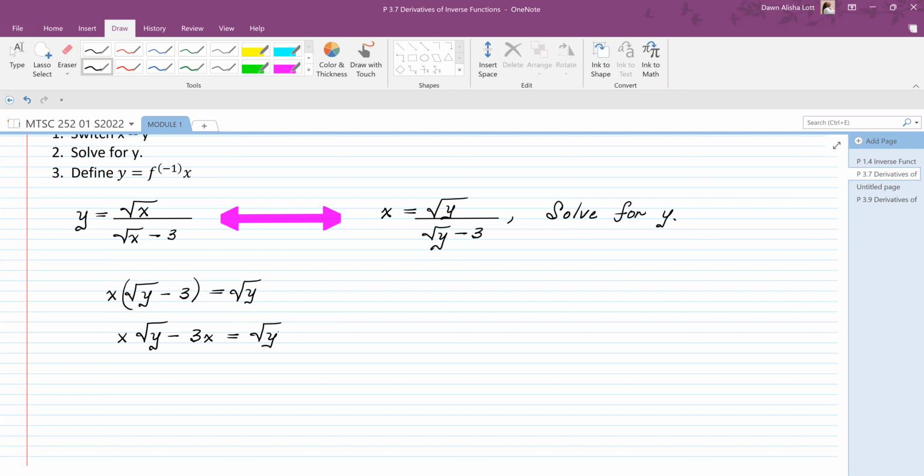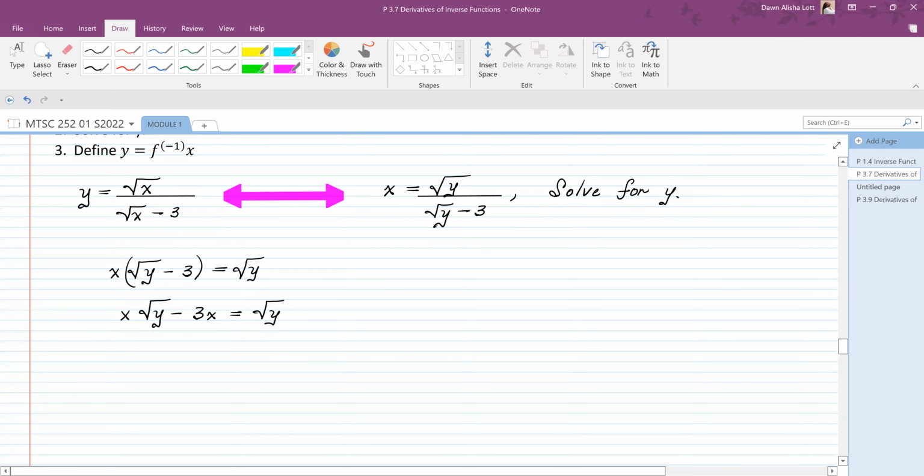Wouldn't you divide by the square root of y? I would like to. If I divide by the square root of y, I'm going to end up with the square root of y in the denominator, in that one term with the minus 3x. So that would help, but I think it might help even better if I put them both on the same side.